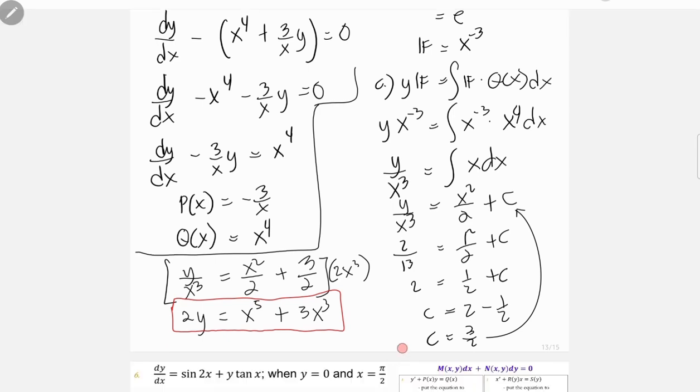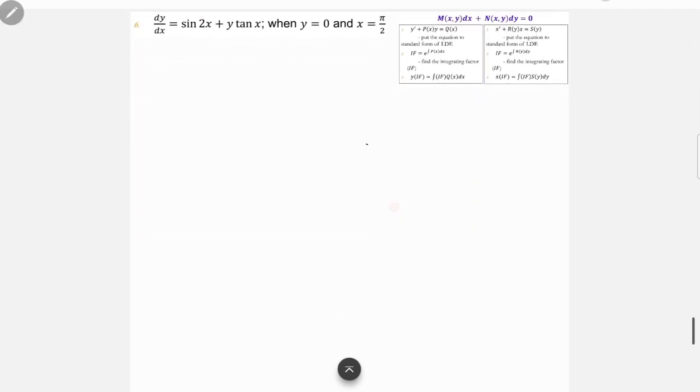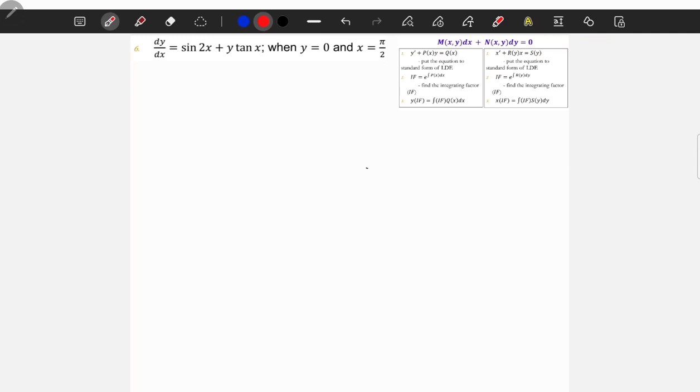Last example. Number 6, dy over dx equals sine 2x plus y tan x when y is equal to 0 and x is equal to pi over 2. This one is already arranged, so we will follow the standard form of linear DE, linear in y. So the standard form of linear DE, linear in y is y prime plus p of x, y equals q of x.